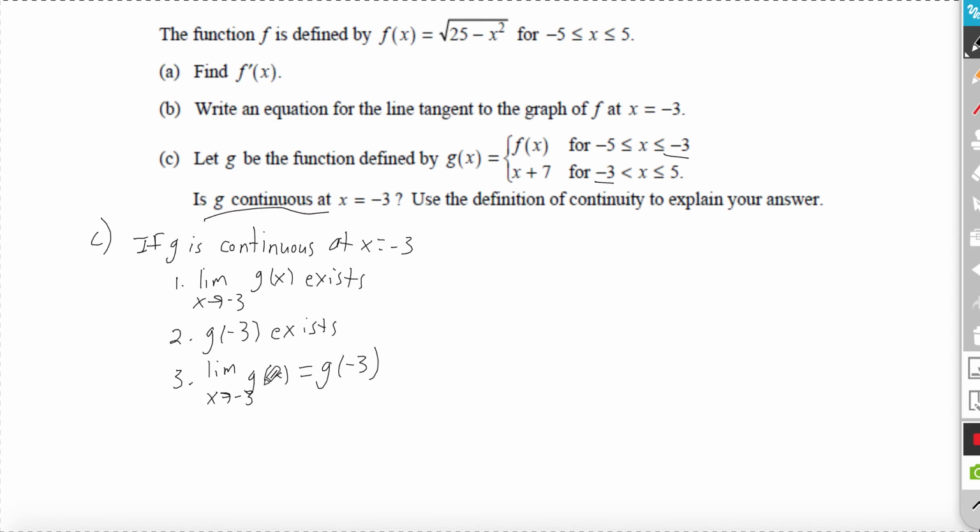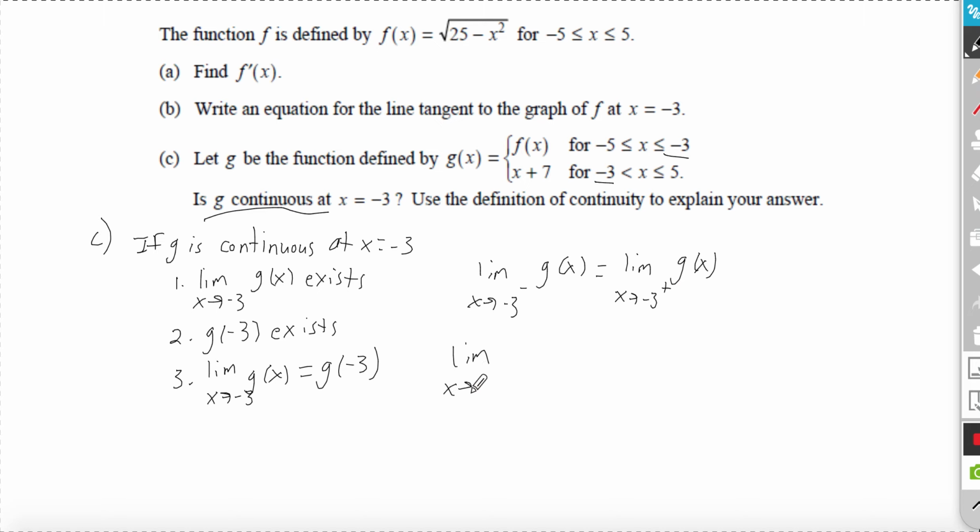Those three things need to be true. The limit has to exist, the point has to exist, and the limit as x approaches -3 of G of x has to equal G of -3. So let's just start at the top and check them. If we want to check to see if the limit as x approaches -3 exists, that means the limit as x approaches -3 from the left of G of x has to equal the limit as x approaches -3 from the right of G of x. That's the definition of a limit existing: the left and right-handed limits are going to be equal. So we can check that.